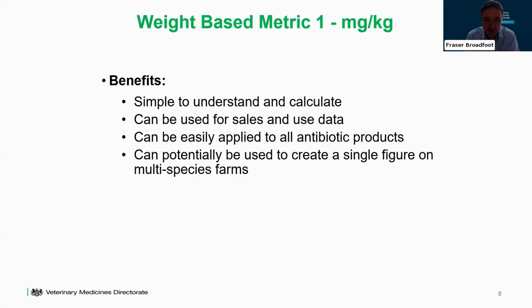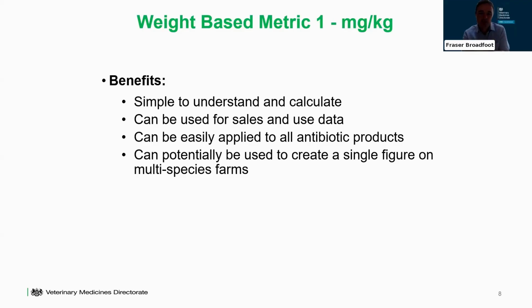Benefits of it, as I've said, is it's quite easy to understand. It's quite easy to calculate. You can use it for sales and use data. You can easily apply it to all antibiotic products, because all antibiotic products will have an amount of active ingredient, and you could also use it to create a single figure on multi-species farms, because you can collect the total amount of antibiotic, the total number of animals, and then you can do a milligram per kilogram from that farm on that basis. So they're the key benefits.